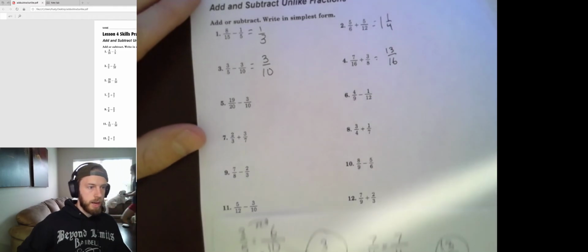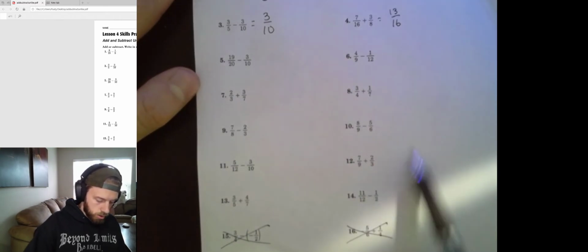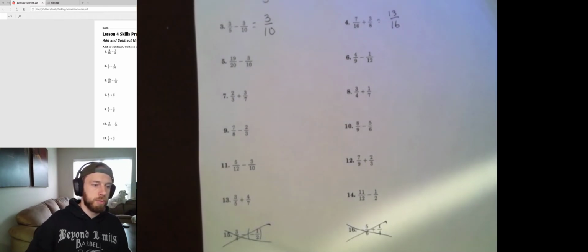So go ahead and finish up these problems. There's only this little bit right here, and I'm only going to put a couple up on Google Forms.